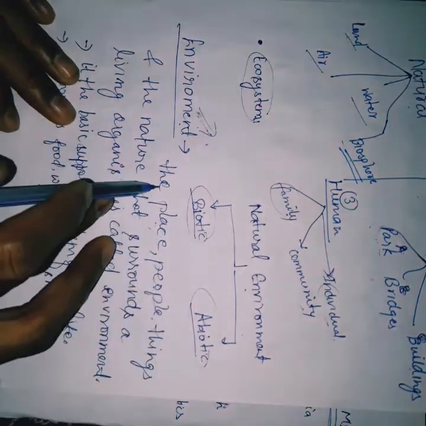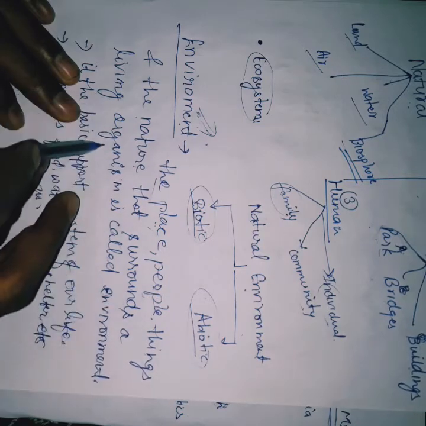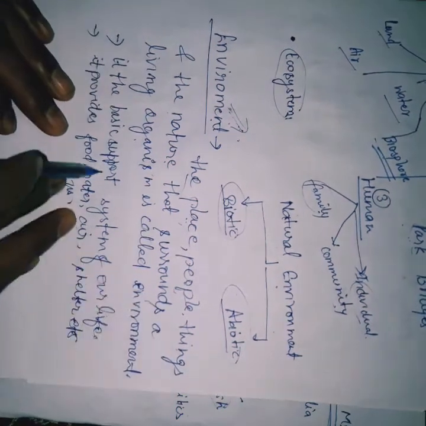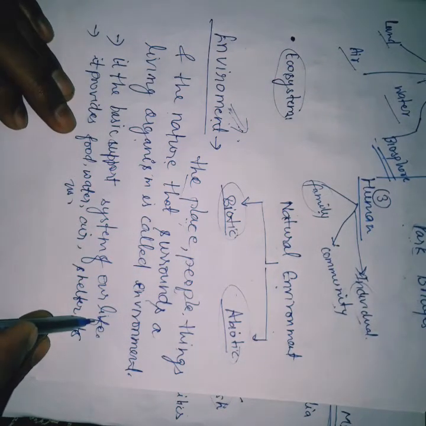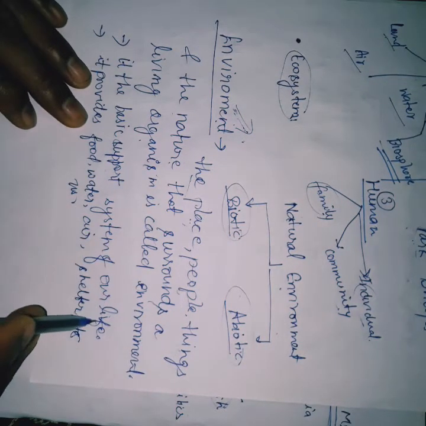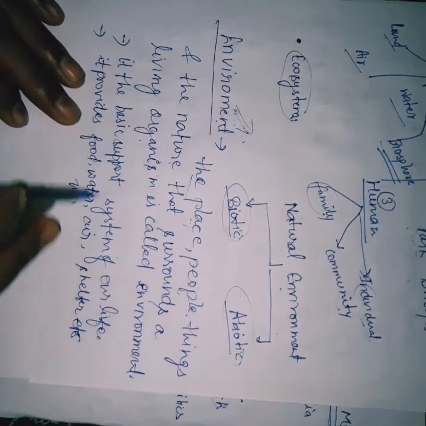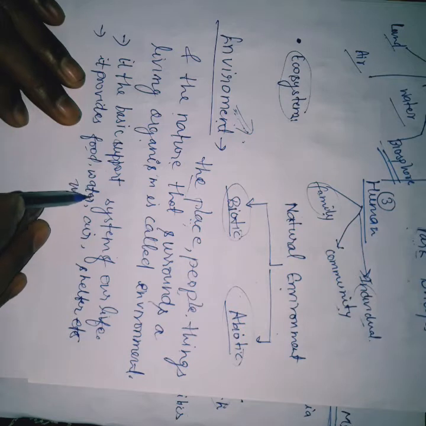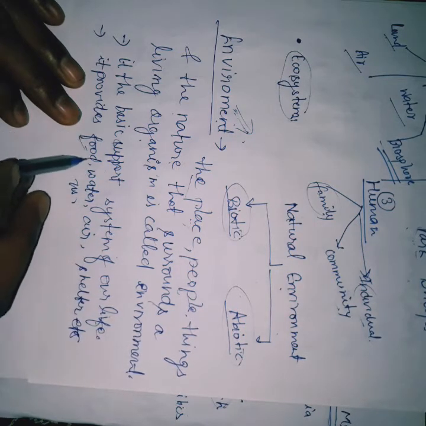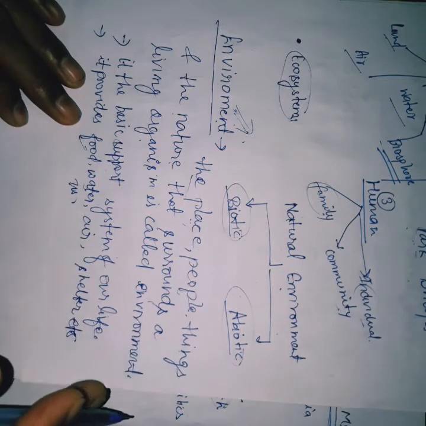So the definition would be: the place, people, things, and the nature that surrounds a living organism is called environment. And environment is very necessary for the support system of life, because if there were no environment, life and living beings could not survive. It is the basic support system of our life. It provides us food, water, air, shelter, etc. For a living being these things are essential.